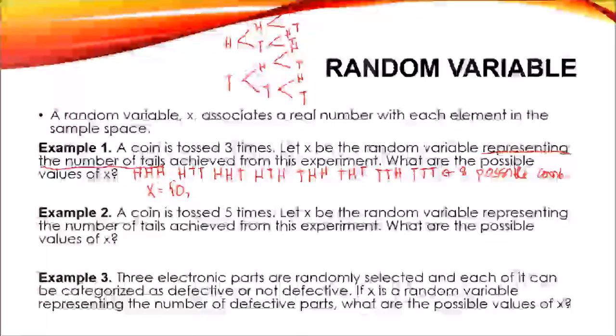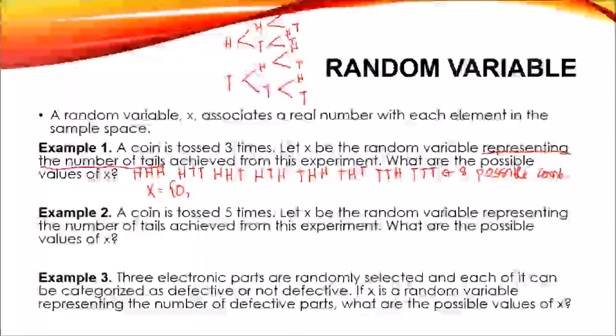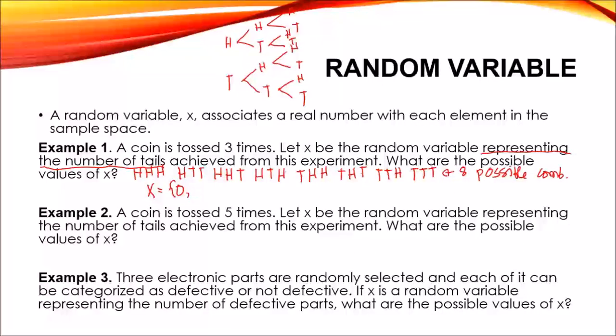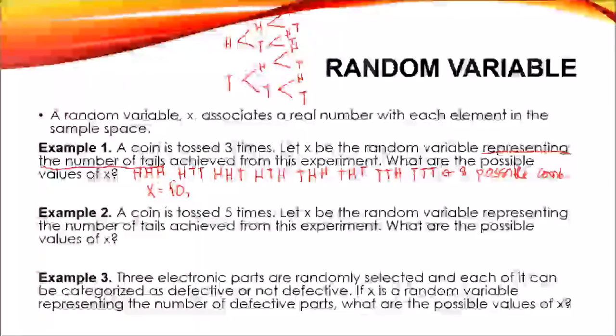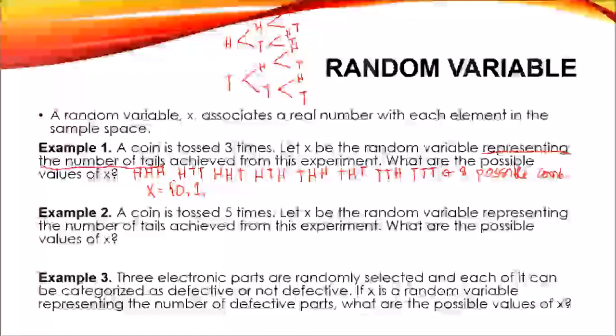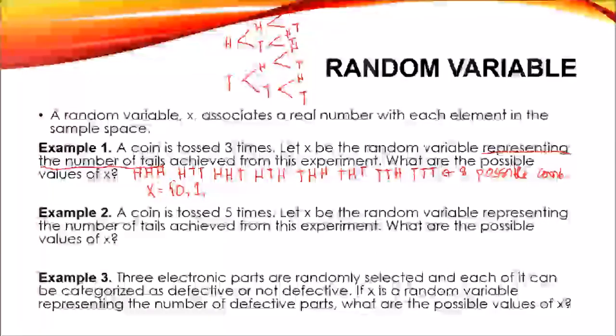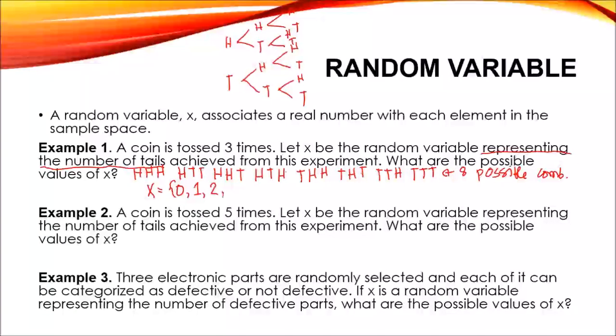So what are those combinations? We have HHT, only one tail. We have HTH, we only have one tail for this. We have THH, only one tail. So we have a random variable which is 1, and we also have combinations that contain two tails. We have HTT, we have THT, and we also have TTH. So therefore, we have a random variable of 2.